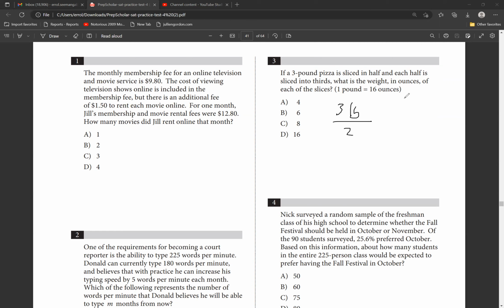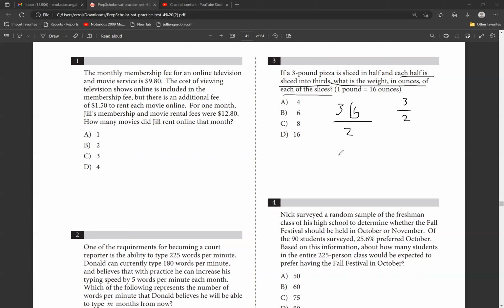Okay, so you start with your 3 pounds, divide that by 2, and that's one and a half, yep, that's 1.5. And then you take that, and each half is sliced into thirds. They wanted the answer in ounces. What is the weight in ounces of each of the slices?